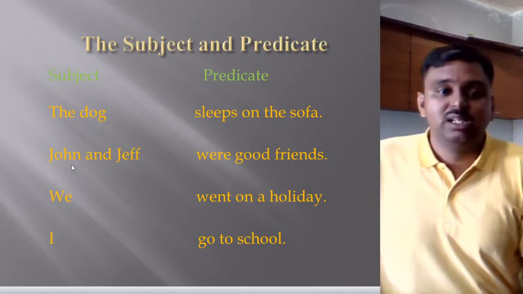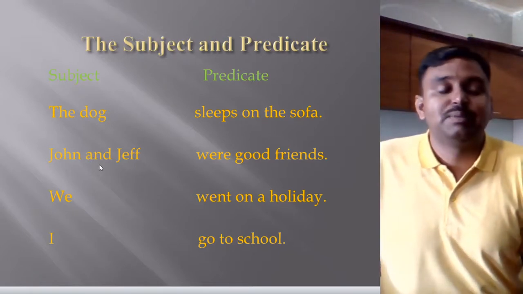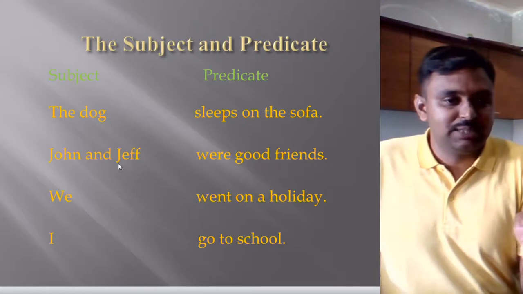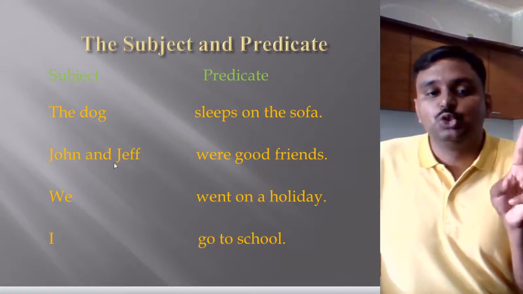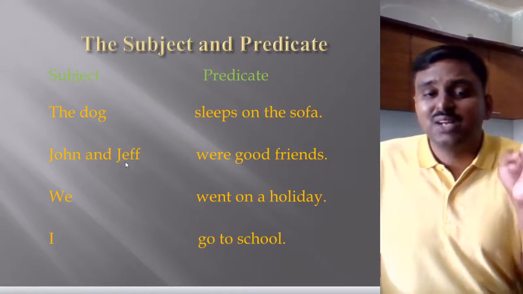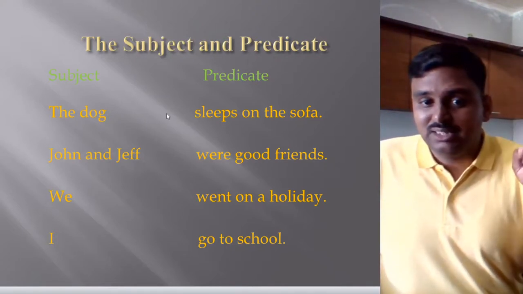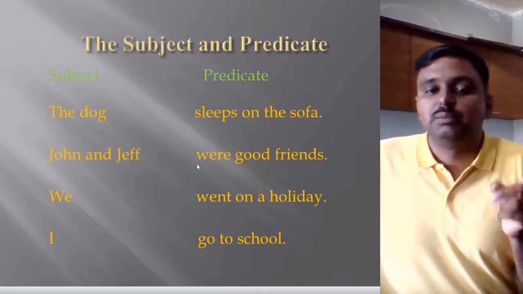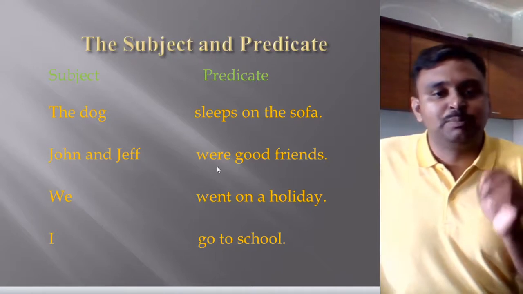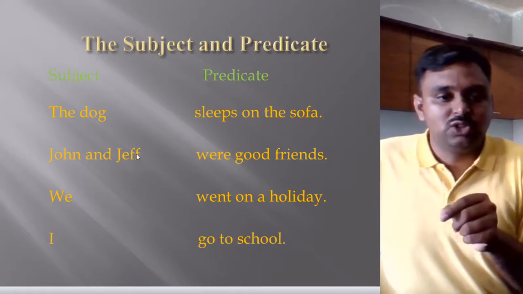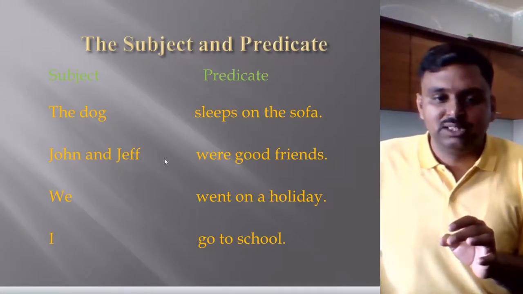Look at the second example, "John and Jeff." Now here the conjunction "and" also can be a part of the subject. So John and Jeff, there are two nouns joined with "and." Because of that they become a plural subject, and for that purpose we use a plural verb. Remember: singular subject, singular verb; plural subject, plural verb. So, "John and Jeff were good friends." Here "were" is a plural verb because "John and Jeff" is a plural subject. Getting it? So that becomes the subject, this becomes the predicate.